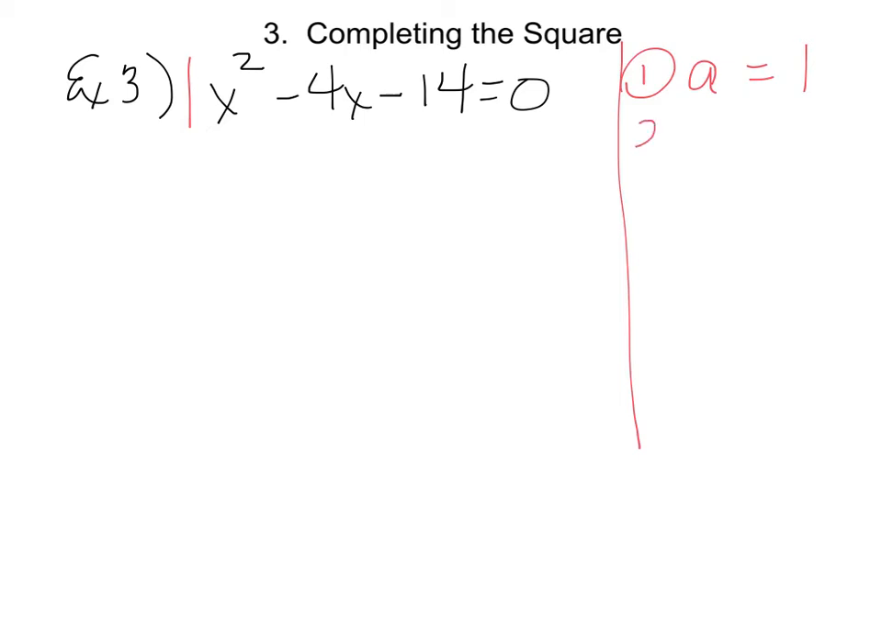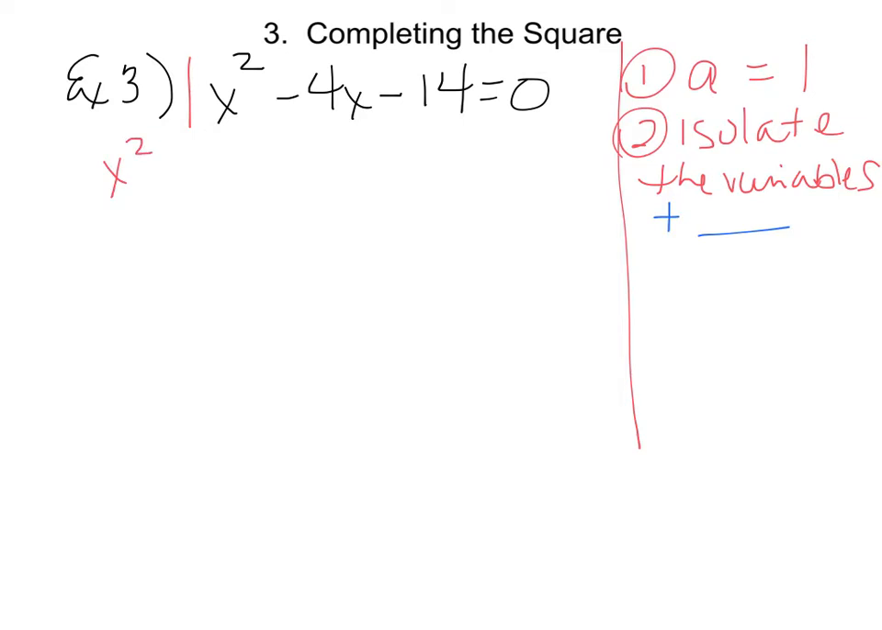The second step in completing the square is to isolate the variables. Now, my extra little twist I like to throw in there is this is also when I put in the plus blanks. So check this out. I now have x squared, because that's a variable, so my two variables I'm isolating are the x squared and the x, minus 4x plus blank equals when you add 14 to the other side, and you also put in plus blank. So that's what I mean by putting in the plus blanks.